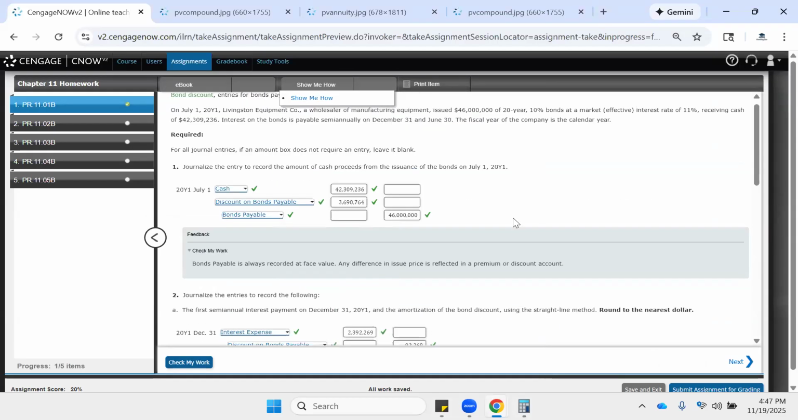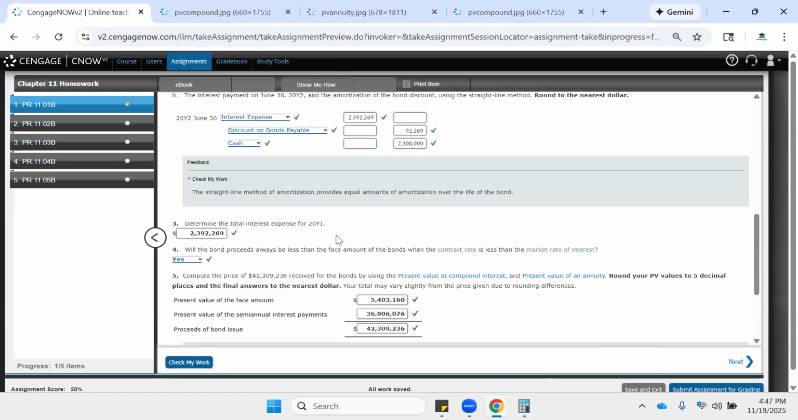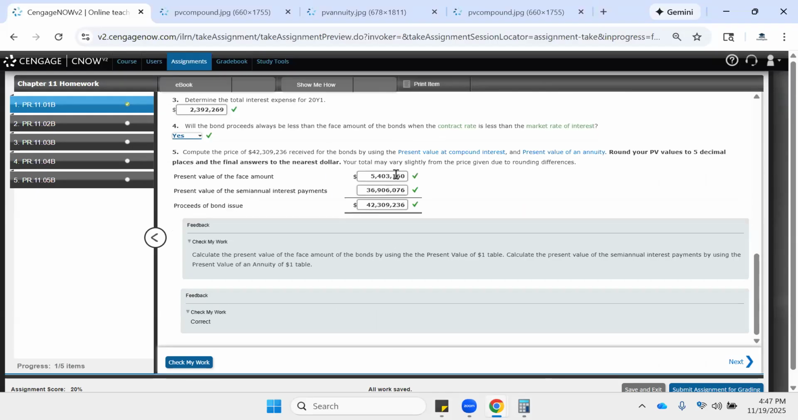So thank you, everybody. That is how we create the journal entries for issuing a bond, paying the coupon payments, determining the interest expense for the full year, and also computing the price received for the bonds ourselves based on the present value of $1 for the face amount and the present value of an annuity of payments for the interest payments. We value those separately because they use different formulas.